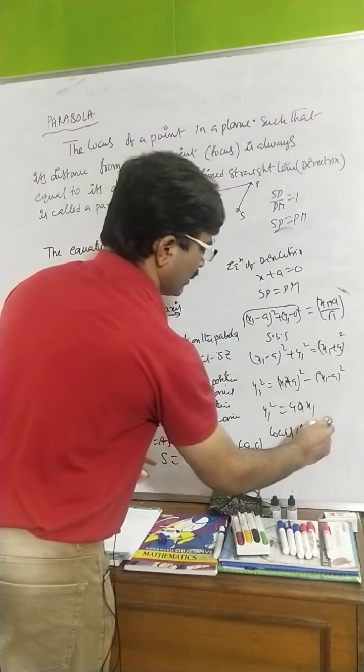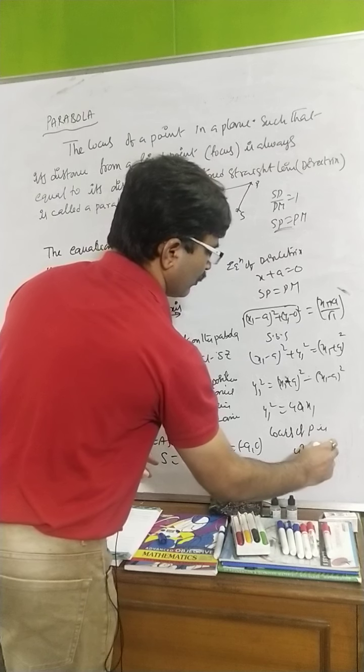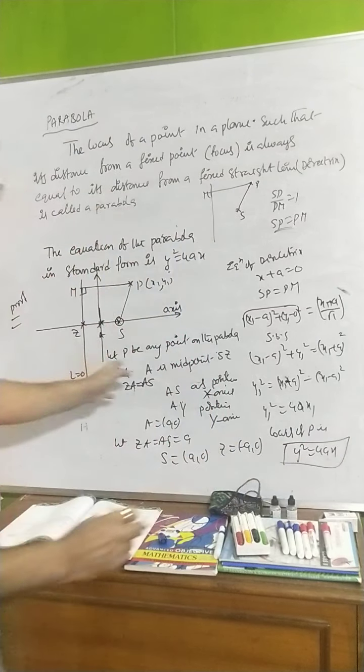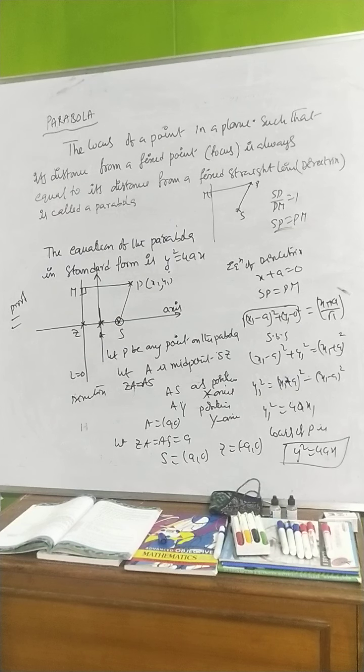So the locus of P is y square equal to 4ax. We got the proof. We proved why we have taken y square equal to 4ax as the standard equation.